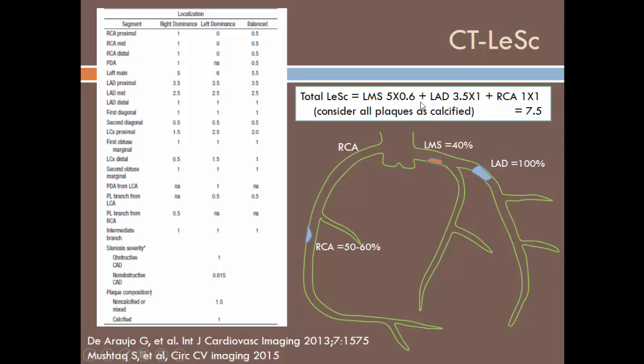So 5 times 0.6. In the LAD, the plaque is 100% stenosis, proximal LAD, and the score for proximal LAD is 3.5. So you multiply 3.5 by the obstructive plaque number, which is 1, and the RCA mid-segment has a score of 1 times 1 because it's more than 50% stenosis. That way you get a score of 7.5. In this method, any score of more than 5 is supposed to have an adverse prognosis.